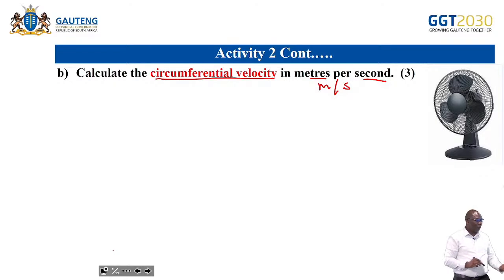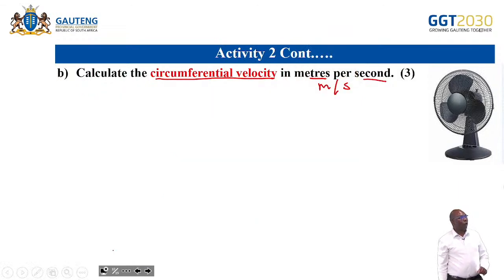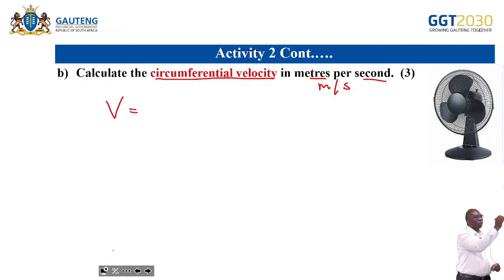Now if I can just quickly go back to my question, remember the question was given in meters and we have seconds here. So in other words, we are going to get it as meters per second. How am I going to do that? I know my radius is 0.6. The rotation is 6.3. So now I'm going to substitute. Remember the circumferential velocity formula, which is pi multiplied by d multiplied by n.